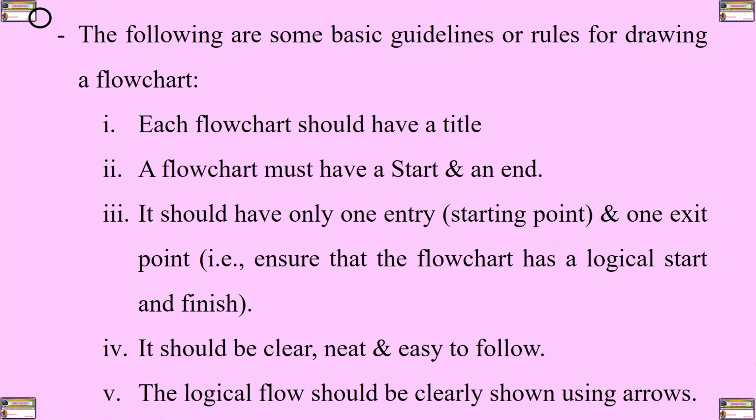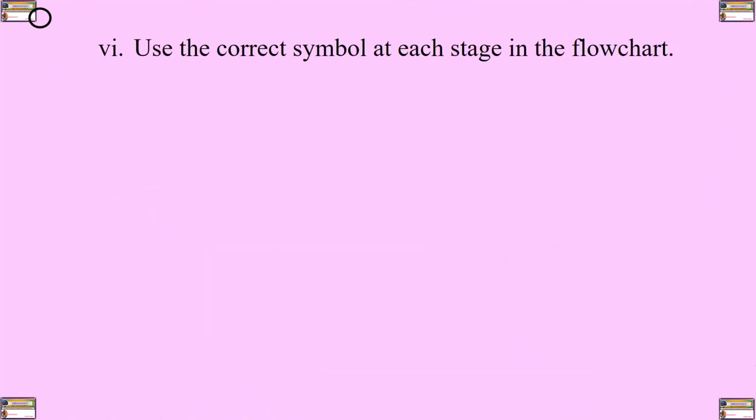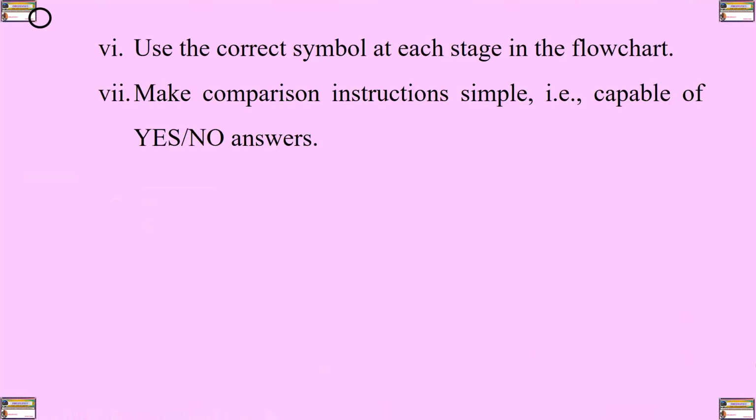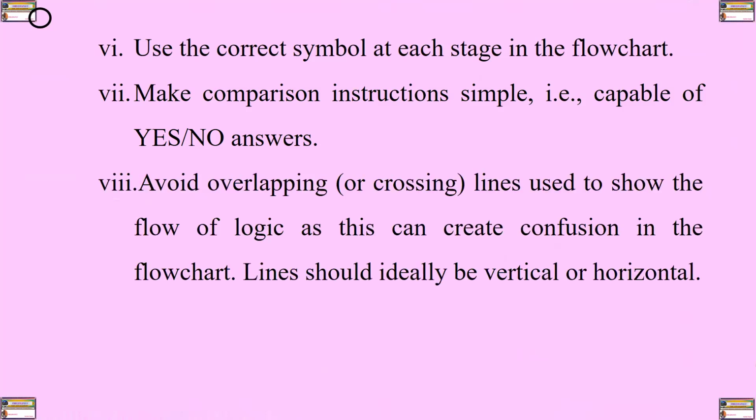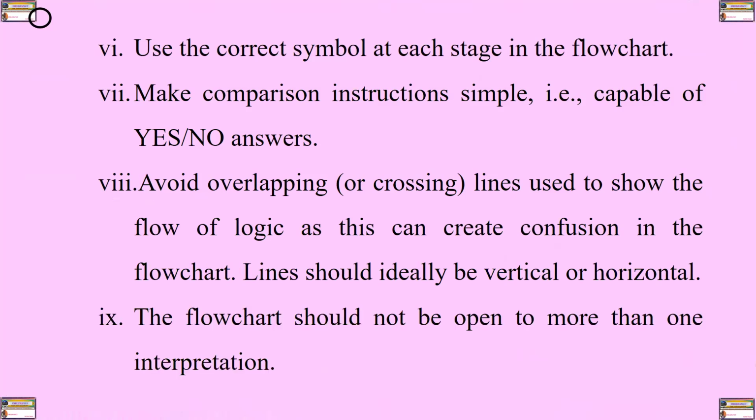Number 5, the logical flow should be clearly shown using arrows. Number 6, use the correct symbol at each stage in the flowchart. Number 7, make comparison statements or instructions simple, capable of yes or no answers. Number 8, avoid overlapping or crossing lines used to show the flow of logic, as this can create confusion in the flowchart. The lines should ideally be vertical or horizontal.